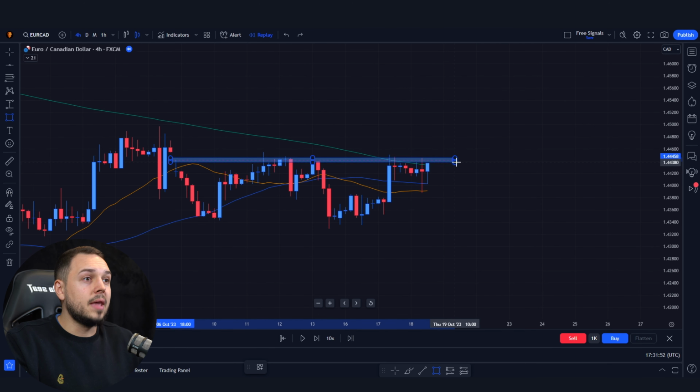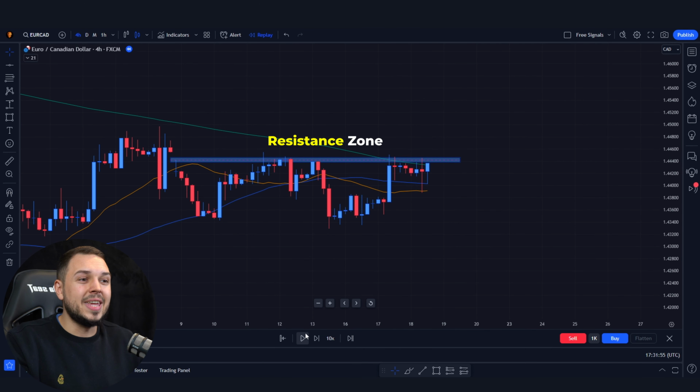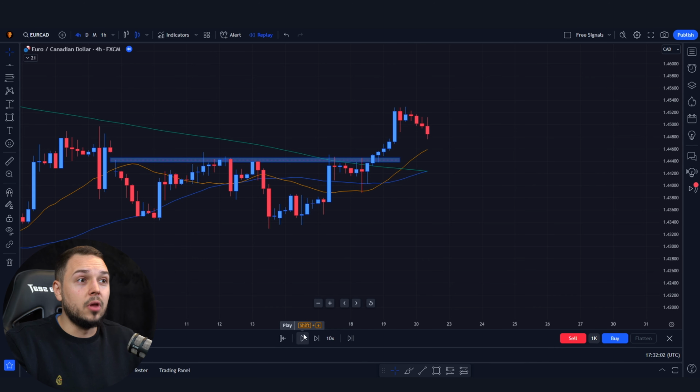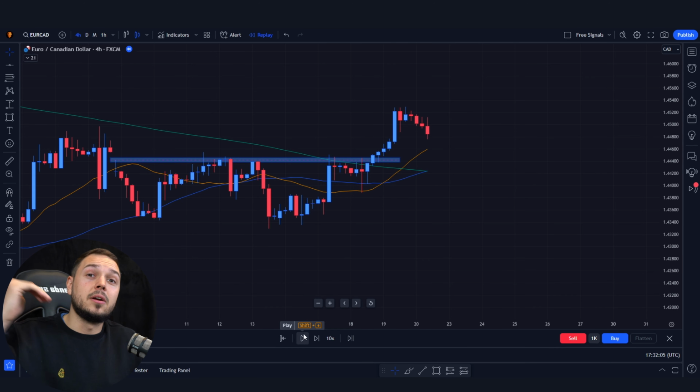And although we did have a form of resistance over here, it doesn't really matter because the 200 moving average is crossed. Very likely we will see a push towards the upside. The breakout happens and it continues moving up.